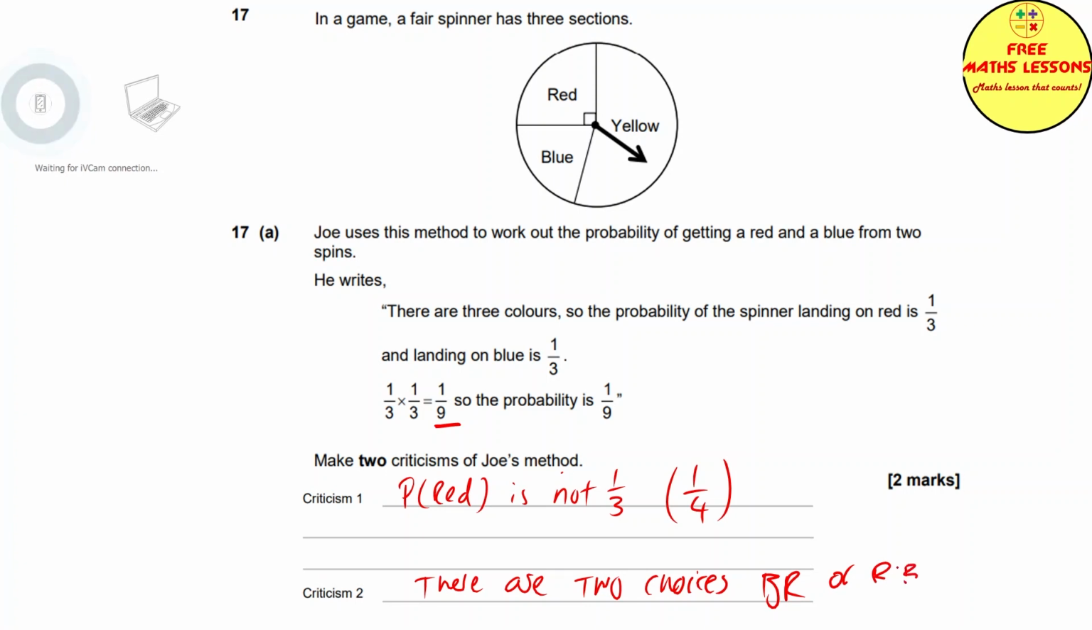So he needed to multiply it by 2. And that's what the second criticism is. Whatever the answer is, if we get 1/9 as the actual answer, we still need to multiply by 2. So we should get 2/9, because there are 2 different ways you can get 1 blue and 1 red.